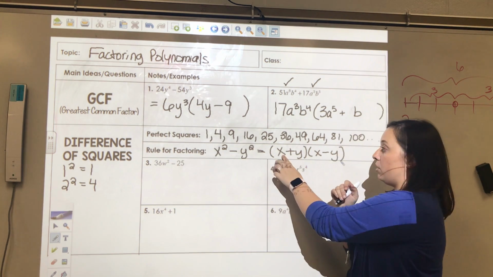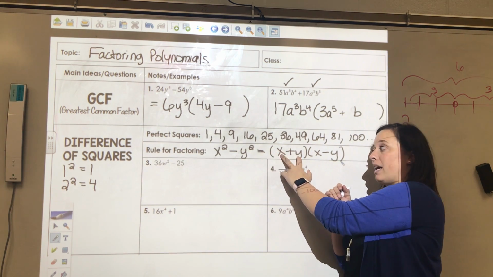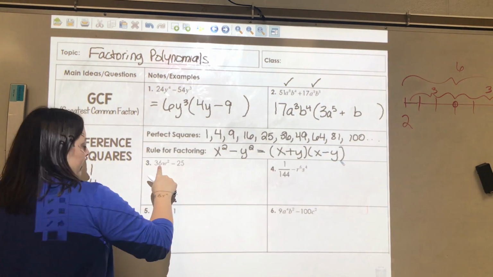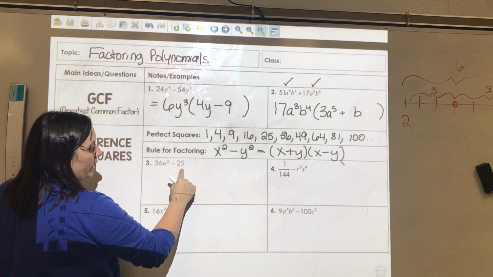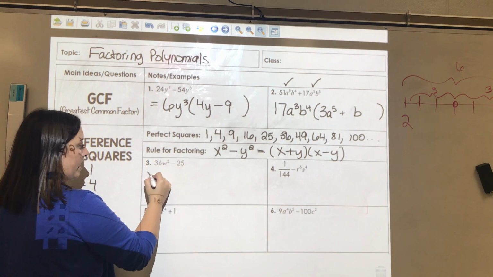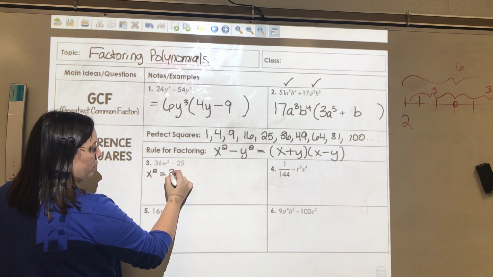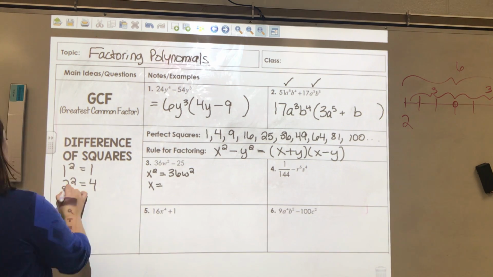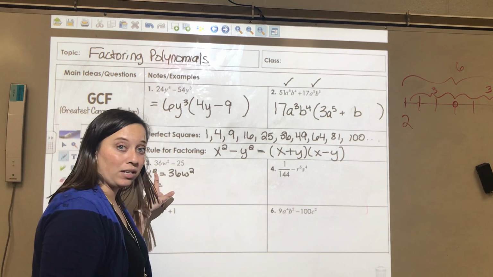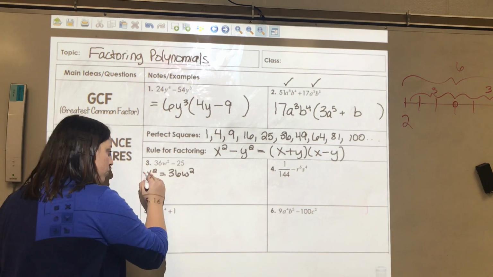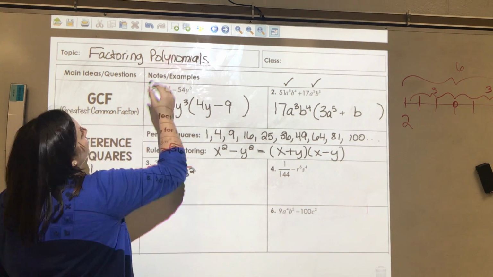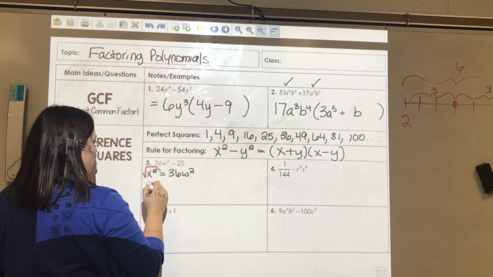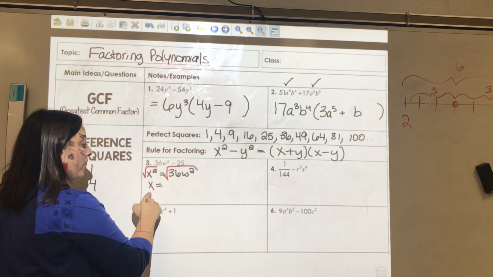To be able to do the formula, we need to know what x is and what y is. Once we know what x is and what y is, it's just a simple plug and chug. So, I know that this is x squared minus y squared. It's in that form. So, x squared is equal to the first one, 36w squared. I need to find out what x is. So, to review, to get rid of an x squared, to get rid of that exponent, we have to square root both sides. So the square root of x squared is x.